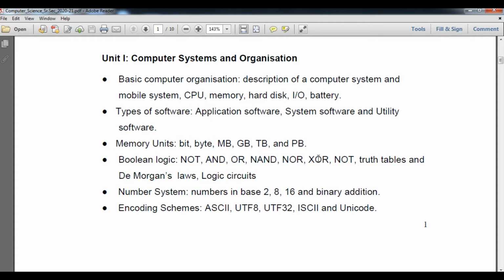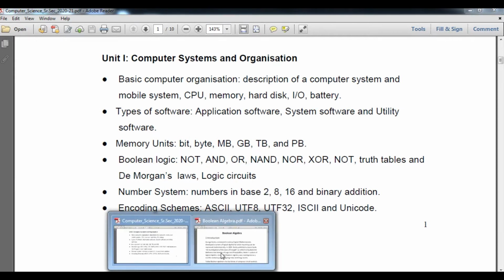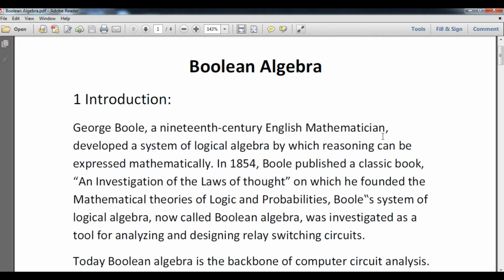In the last video, students, we understood the memory unit, which is a fundamental part of a computer, in which we studied what is a bit, byte, MB, GB, TB and PB. In this video, we are going to understand Boolean logic, in which we will cover some operations like NOT, AND, OR, and their gates like NOT, AND, OR, NAND, NOR, XOR, and so on. Boolean logic, students, is also known as Boolean algebra. So let's begin with the help of its study material.